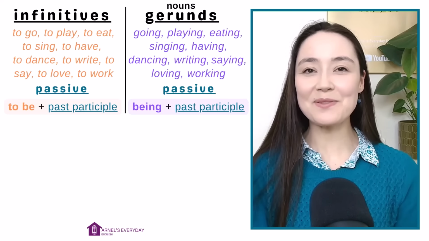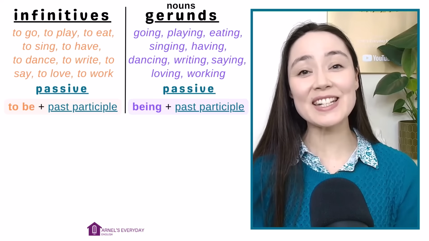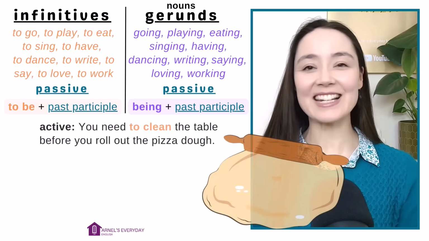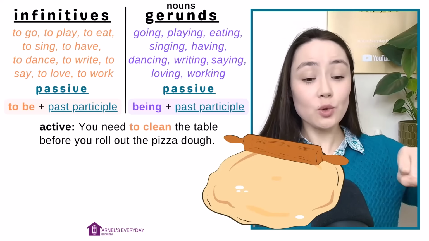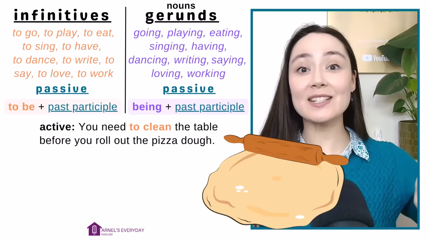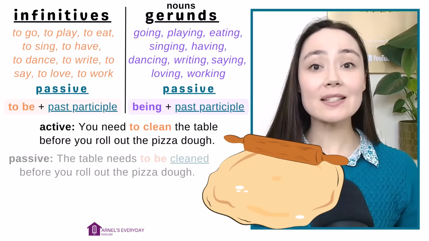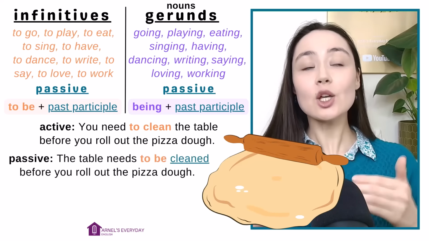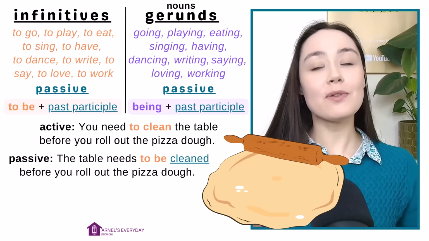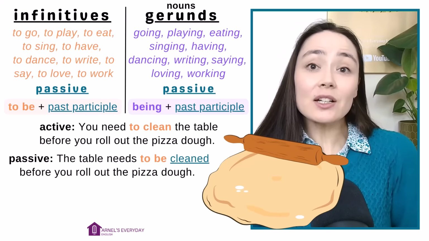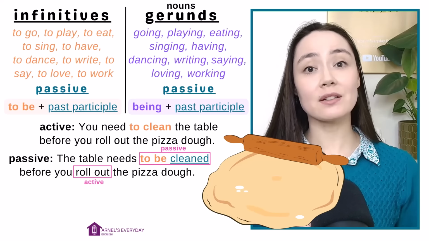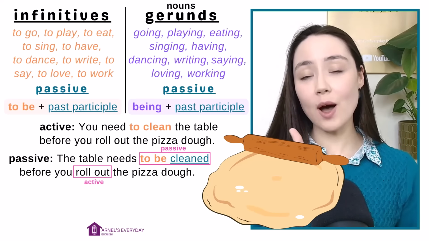Examples are always helpful, so let's start with the infinitive. Active: You need to clean the table before you roll out the pizza dough. Passive: The table needs to be cleaned before you roll out the pizza dough. And look, you can use the passive voice and active voice in one sentence.